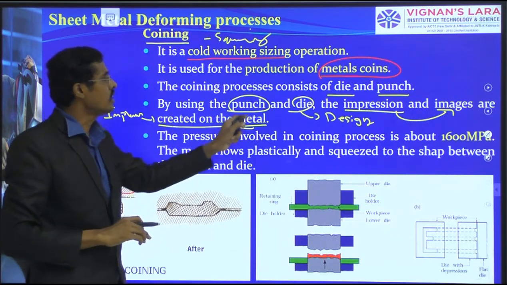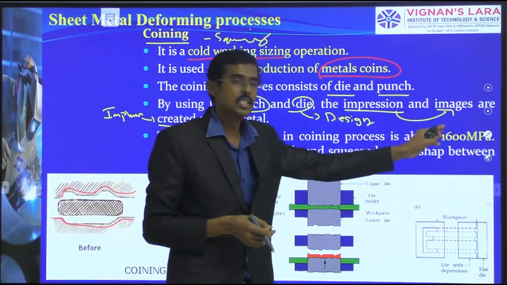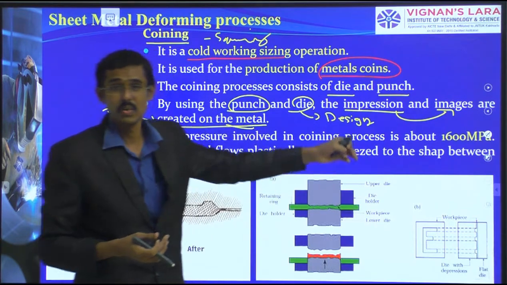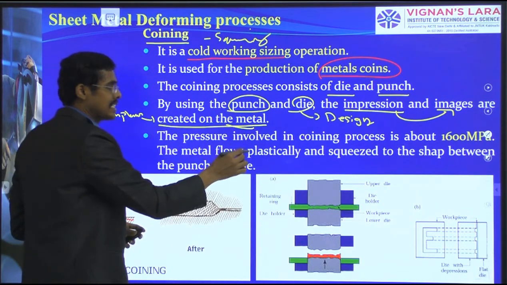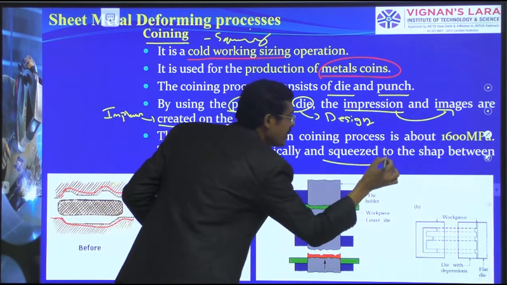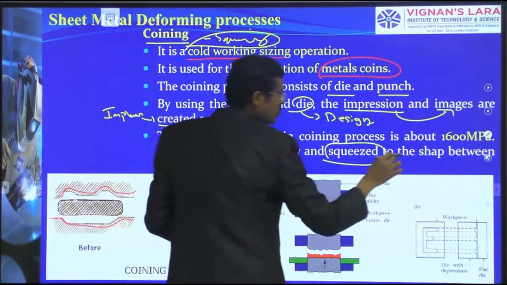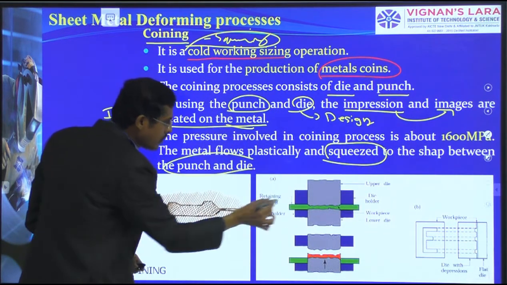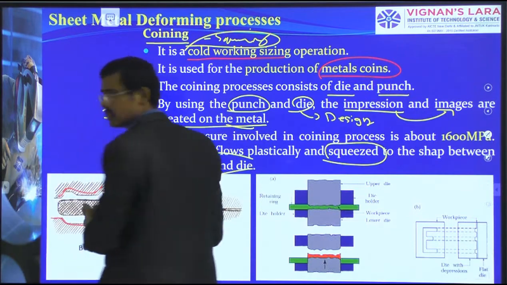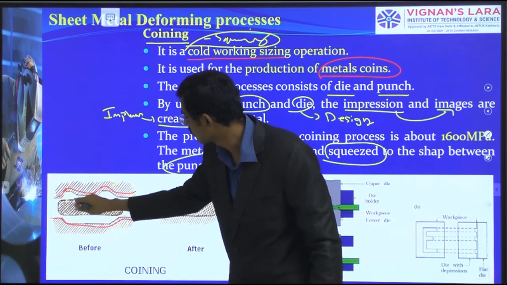The pressure involved in the coining process can be 1600 megapascals. It's a huge amount, a huge force. The metal flows plastically and is squeezed. You see the squeezing operation. The metal takes the shape of the gap available between the punch and the die. First the specimen has been kept like this, and it has to move here.